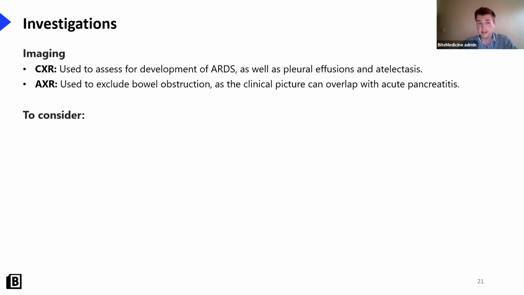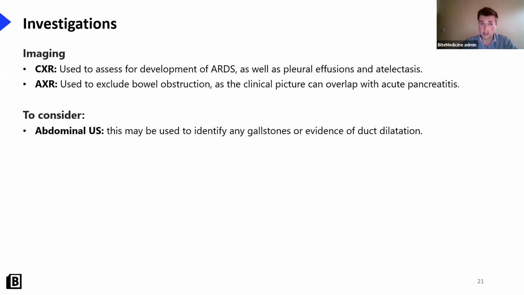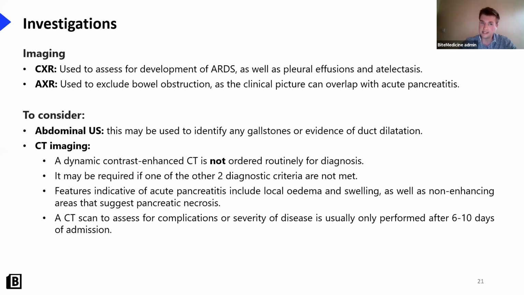And then things to consider: abdominal ultrasounds, you could potentially use it to see whether or not there is evidence of gallstones, and also to rule out a AAA. And then the CT imaging that we discussed earlier. So you'd want to use a dynamic contrast enhanced CT. But as I've said, this is not routine for diagnosis.